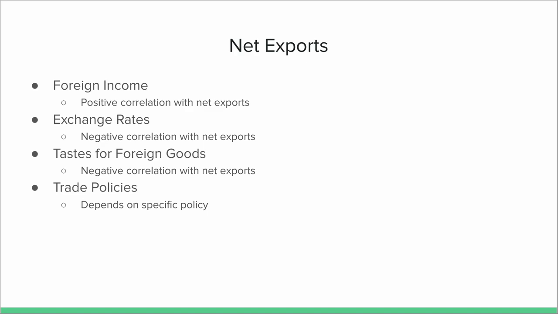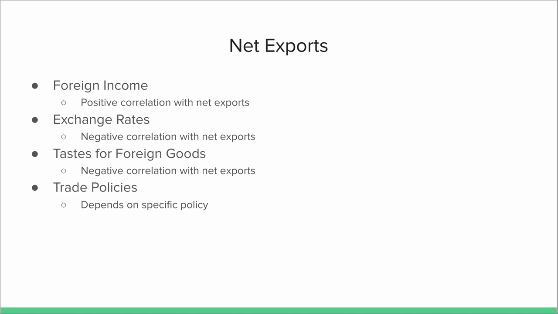Finally, we have net exports. Net exports have a positive correlation with foreign income. So, let's say the U.S. is sending exports to China. If the citizens of China have a higher income, they're more likely to purchase the U.S.'s exports. So, foreign income and net exports have a positive correlation with each other.